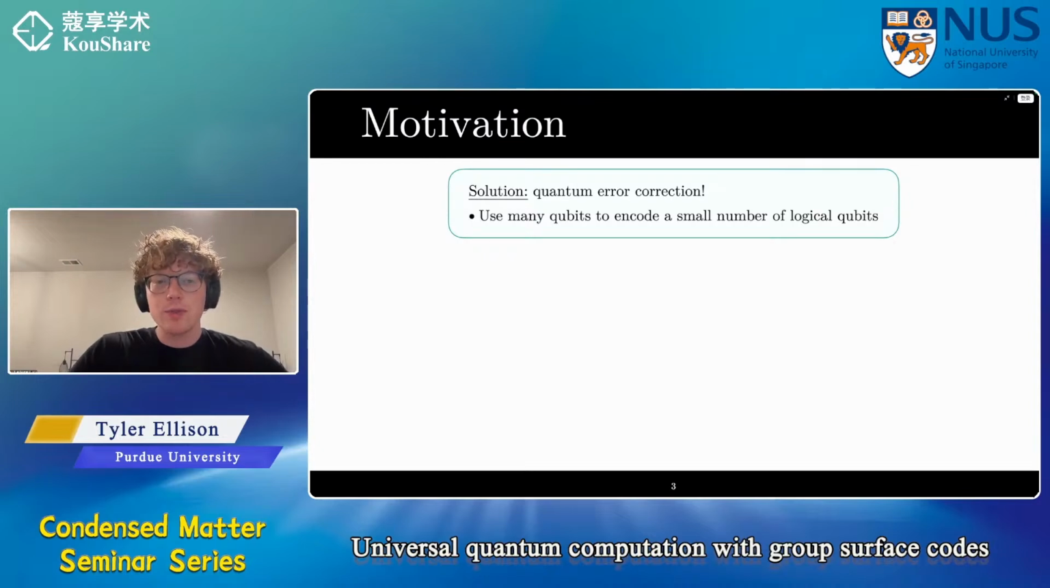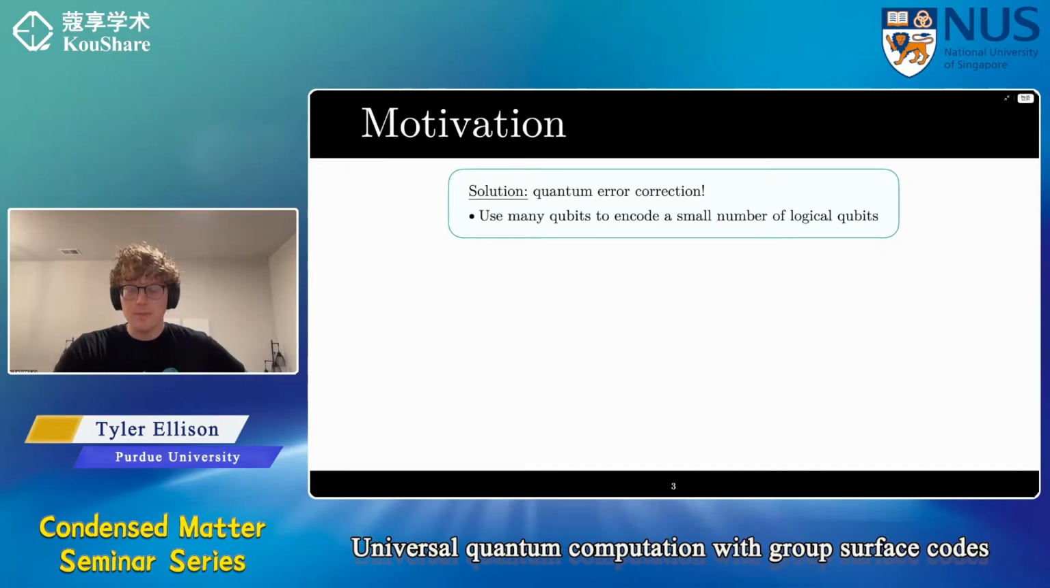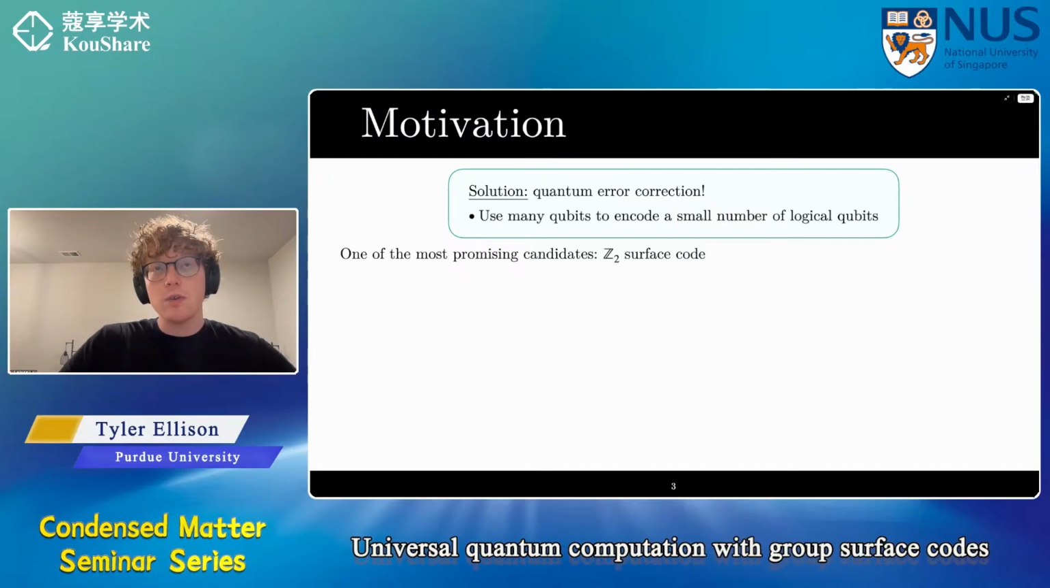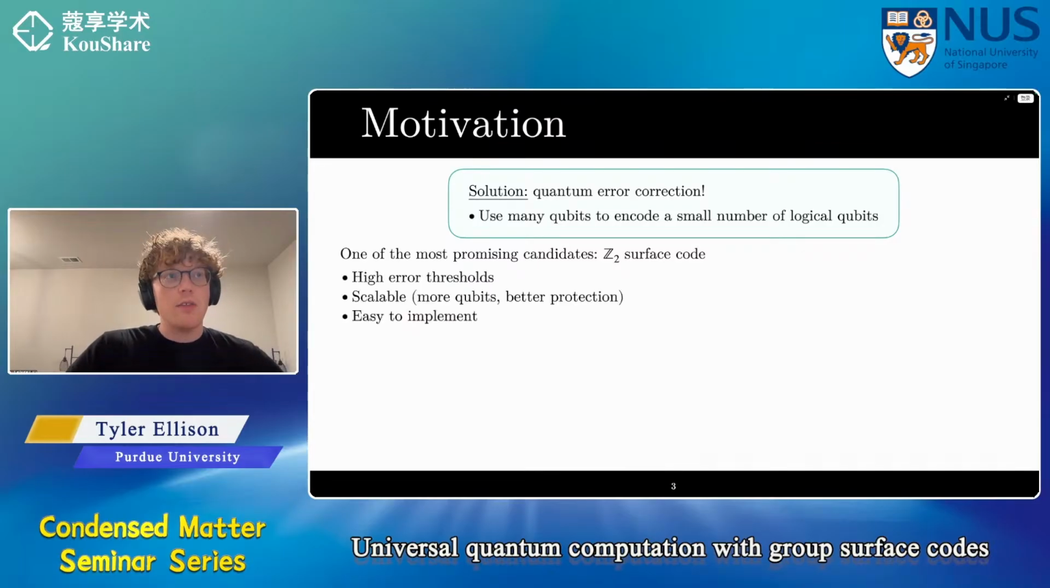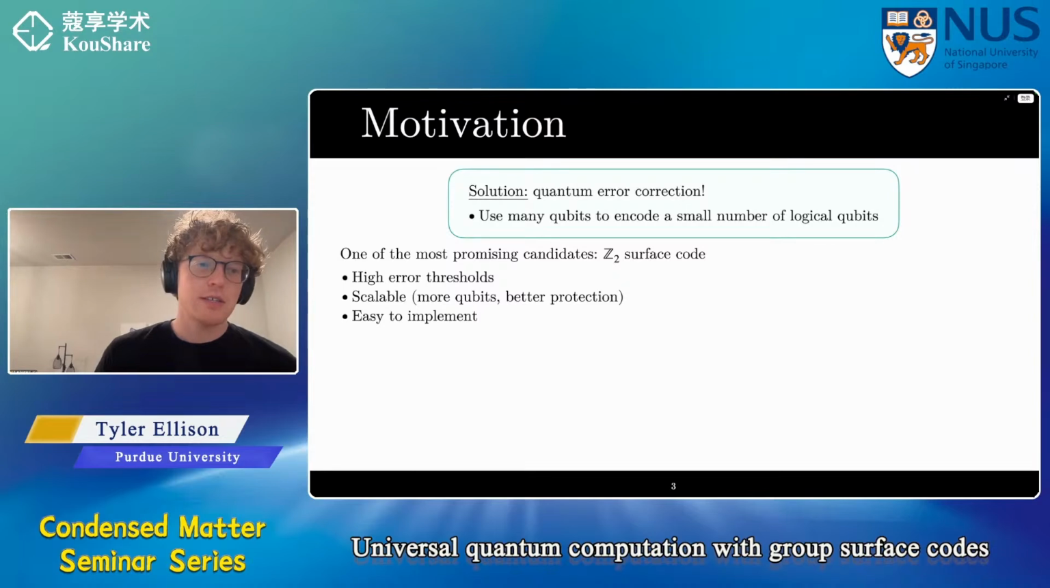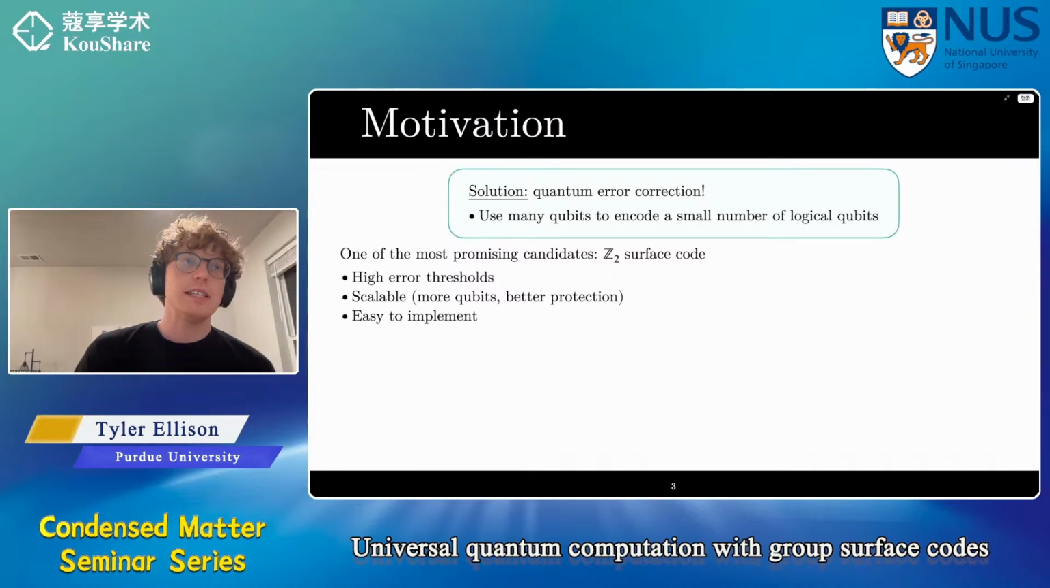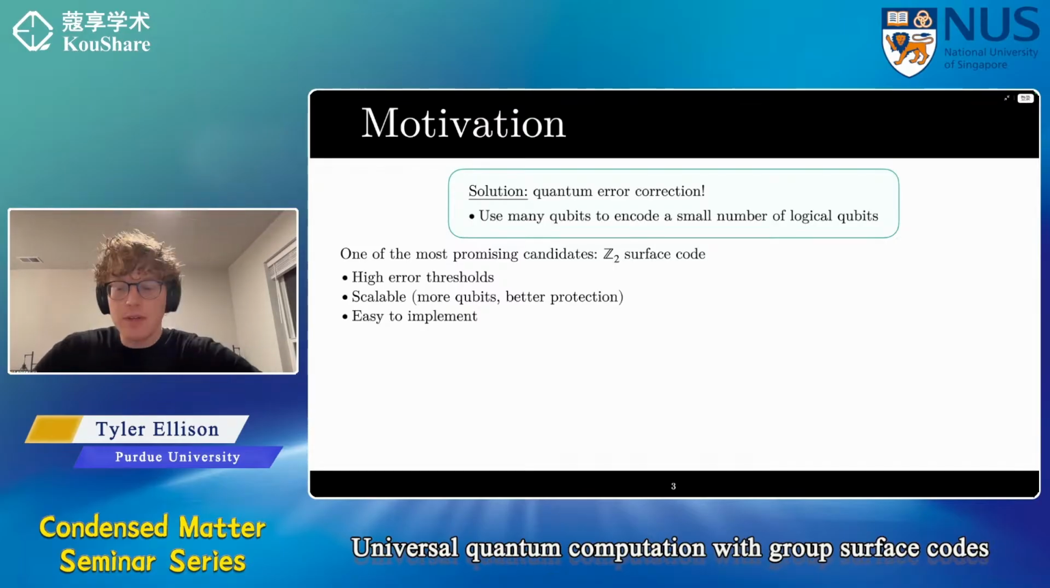to encode or store a small number of logical qubits. There are many quantum error correcting codes on the market. One of the most promising quantum error correcting codes is the so-called Z2 surface code. What makes the Z2 surface code particularly promising are that one, it has high error thresholds, so it is relatively robust to errors. Two, it is scalable, meaning adding more qubits give you better protection for the information. And third, it's fairly easy to implement.